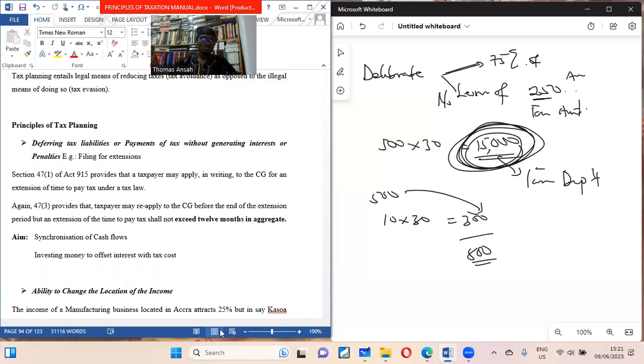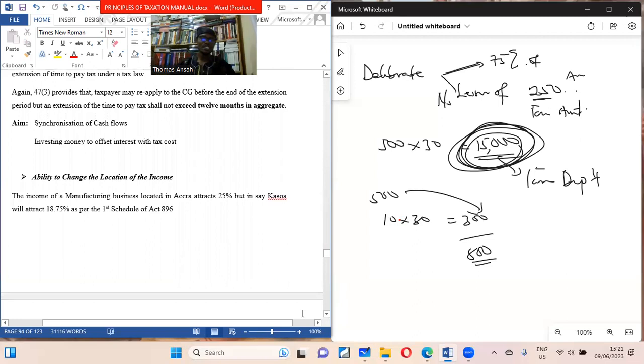Number two, the ability to change the location of an income. If you are in Accra or Tema, it is 25%, and in Kasoa, it is 18.5%. All other things being equal, why don't you shift to Kasoa? Because it's also close to Accra anyway, and rather than being in Tema, your market is in Accra. So you change the location to Kasoa, and you pay 18.75.